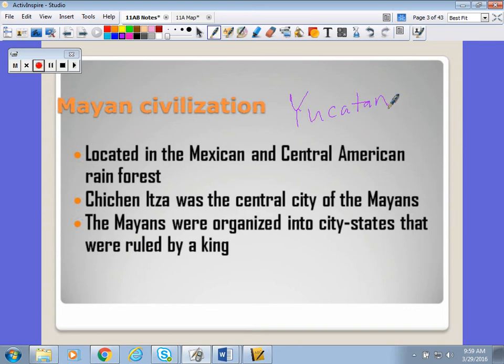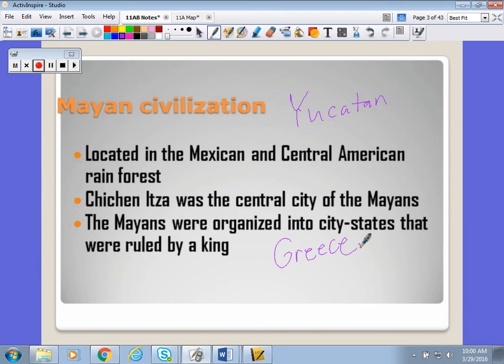Chichen Itza is the central city and the capital city of the Mayans, and the Mayans are organized into city-states, and each individual city-state is ruled by a king. This is a lot like other civilizations we have talked about, specifically a lot like Greece. If you remember, we had city-states with Greece. Each one was ruled individually. They're never really a united empire. Now, if you think about that, the Greeks and the Mayans are going to be a little bit similar.